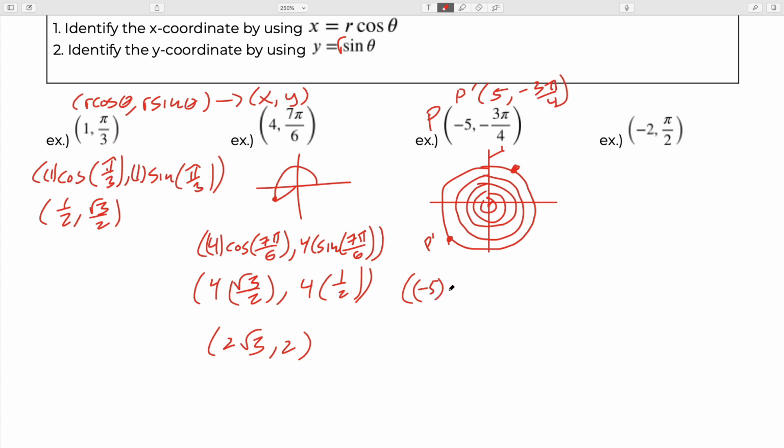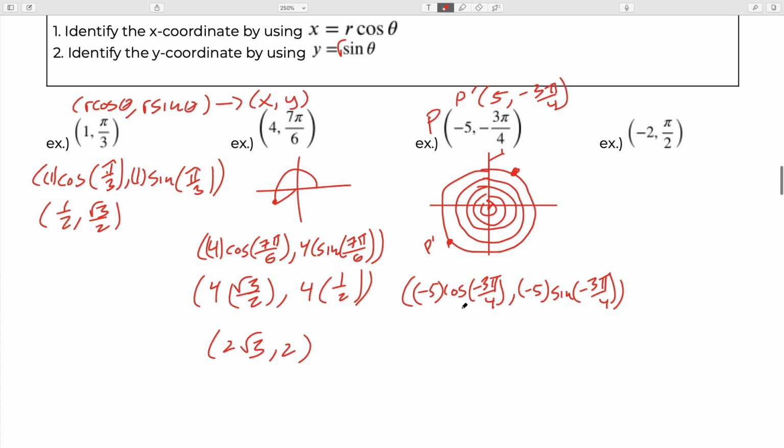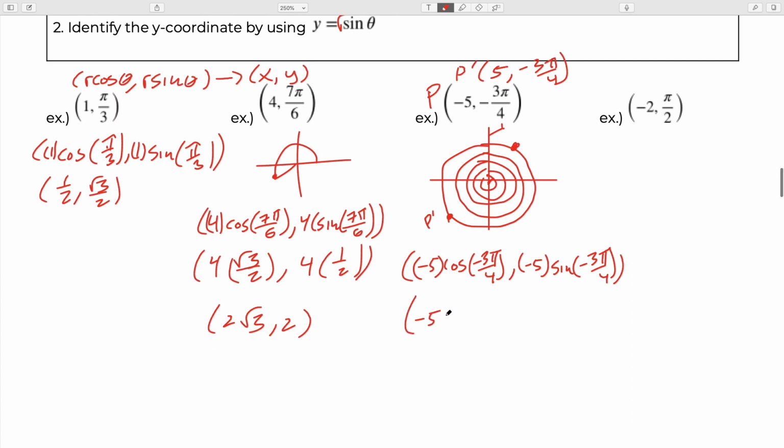So again, all I'm going to do is just plug in my number. So I have negative 5 cosine of negative 3 pi over 4, comma, negative 5 times sine of negative 3 pi over 4. Okay, so negative 3 pi over 4, let's see here. That's going to be the coordinate point. Everything's negative, right? So we'd have negative 5 times square root of 2 over 2, comma, negative 5 times negative square root of 2 over 2.